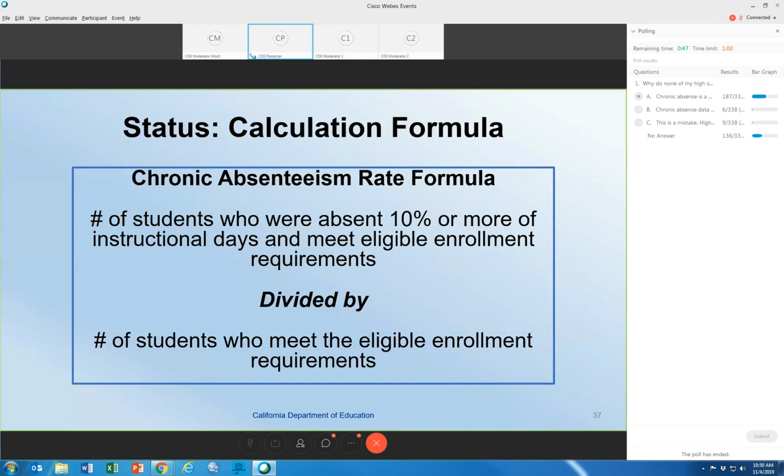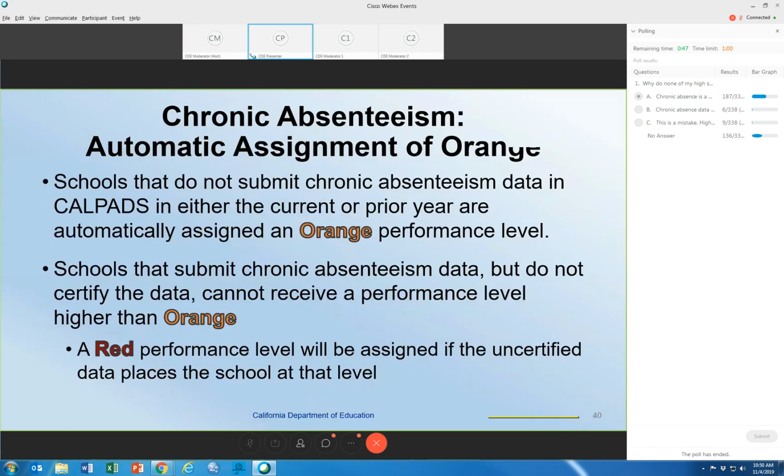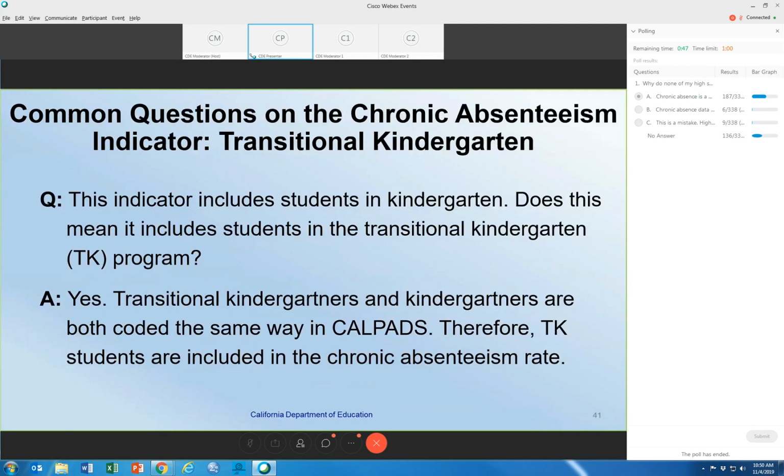The other slide was slide 37, the common question on transitional kindergarten. So to review, the kindergarten and the TK students are both included in the chronic absenteeism denominator. So they will be accountable for the attendance of those students. If they miss 10% or more of the instructional days in which they are enrolled, then they will be considered chronically absent.